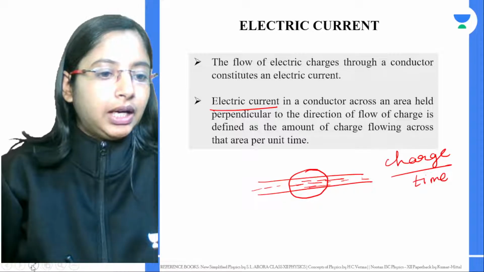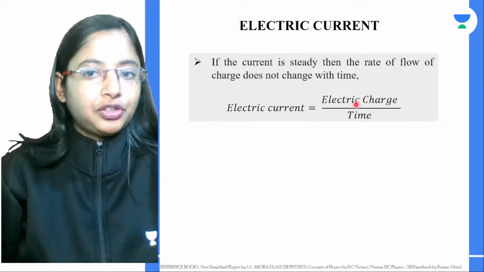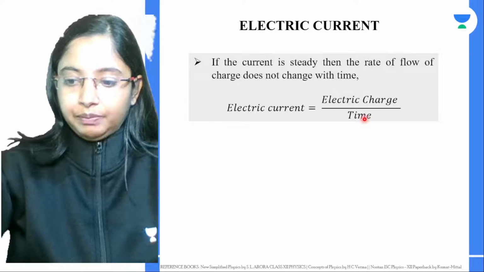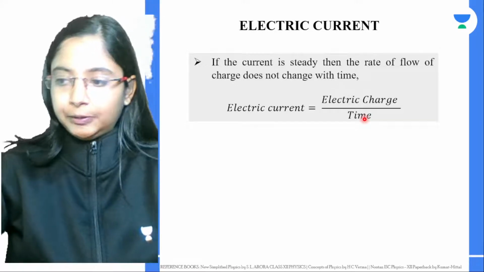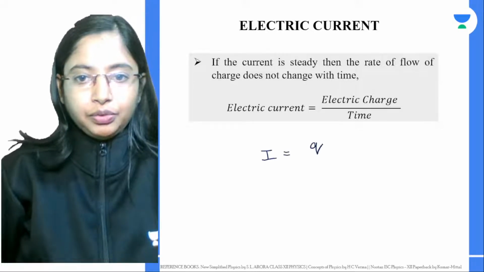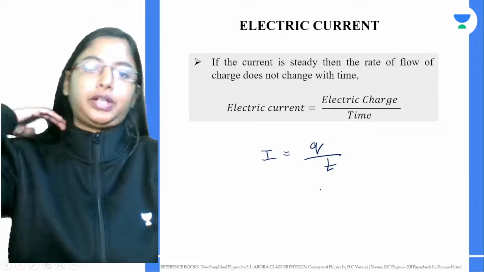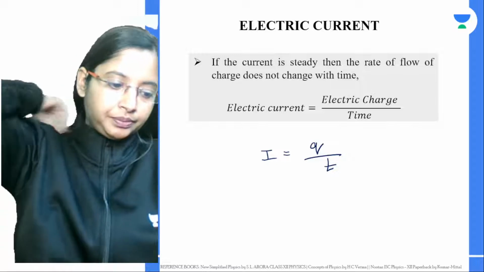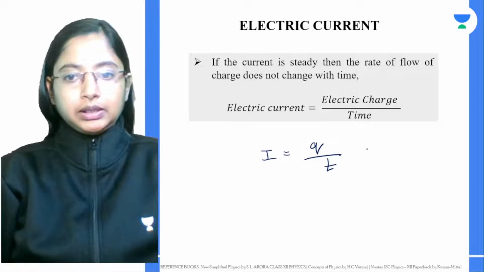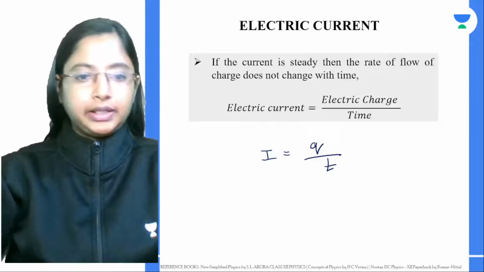Okay, so these concepts we saw yesterday, right? Electric current is given by charge per time, and from here you can say current I is equal to Q by T. Anybody can give me what is the unit of electric current? What will be the unit of electric current? This is basically coulomb per second, and electric current is given in amperes.